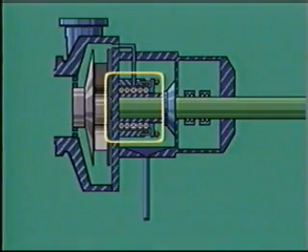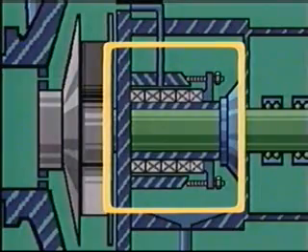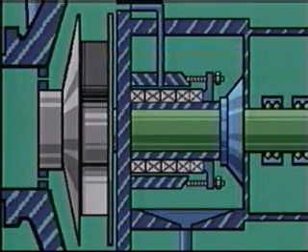Now let's take a look at the stuffing box. It holds the packing gland. That gland, in turn, is designed to regulate fluid leakage around the shaft. We'll talk more about pump packing in the next section.